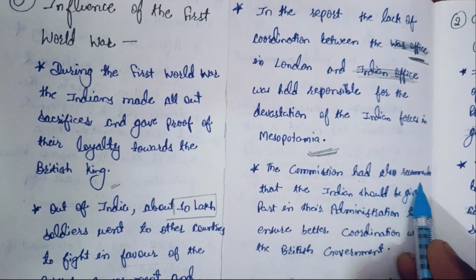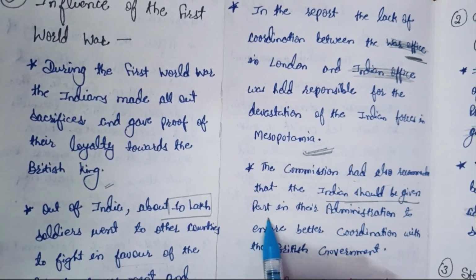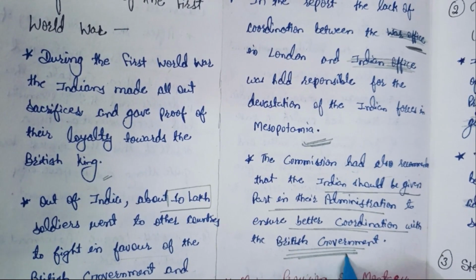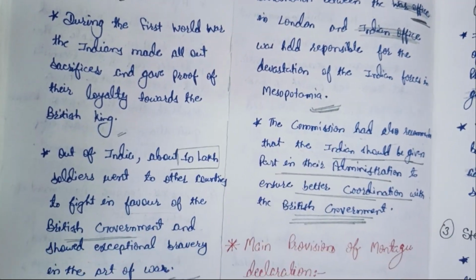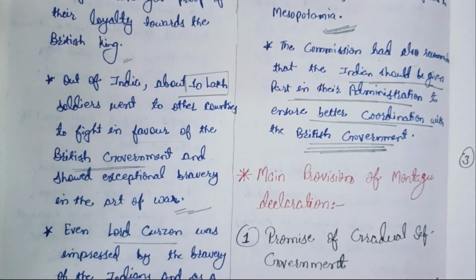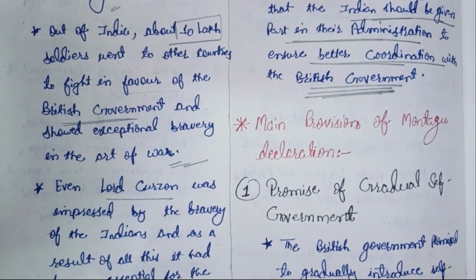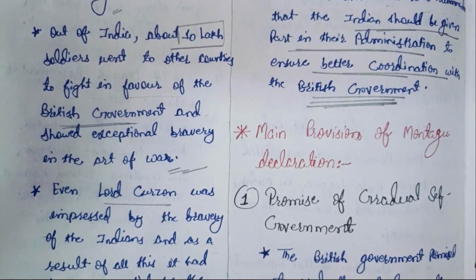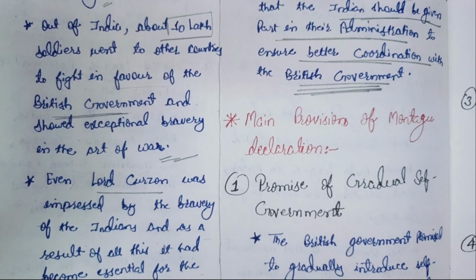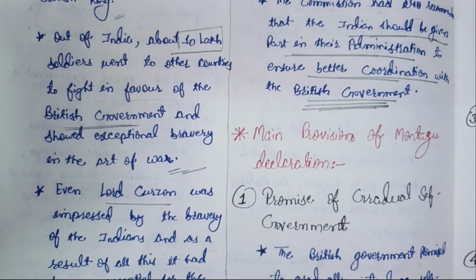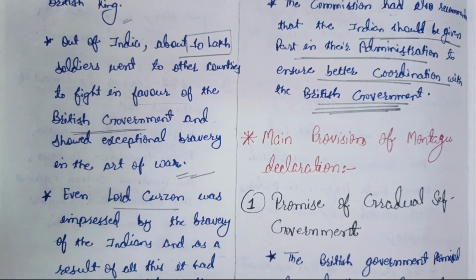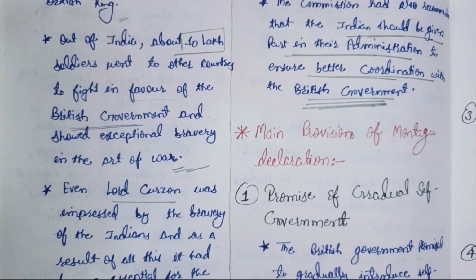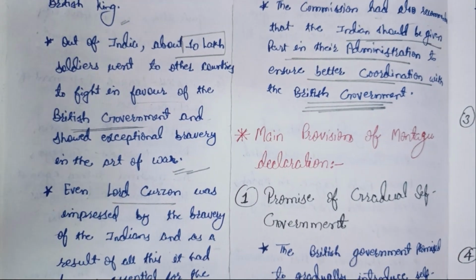The commission recommended that Indians should be given part in administration to ensure better coordination with the British government. They wanted better coordination so that a surrender of this type would not take place again and the British would not have to accept defeat. Basically, because of this defeat, the Britishers felt ashamed of their rule.